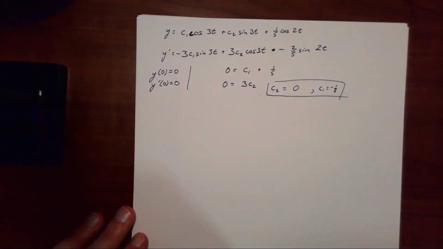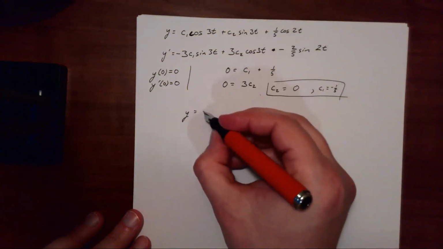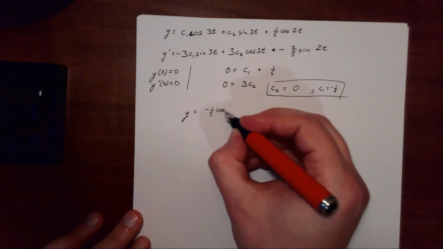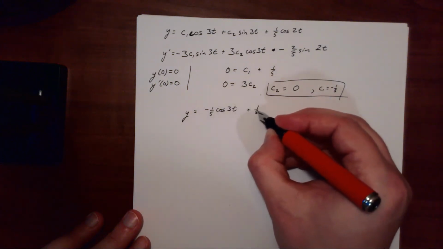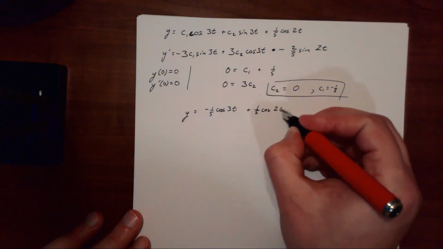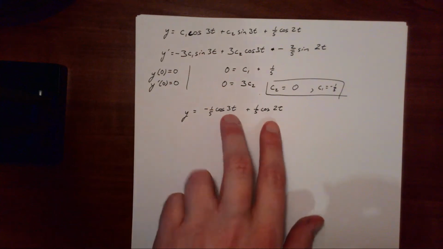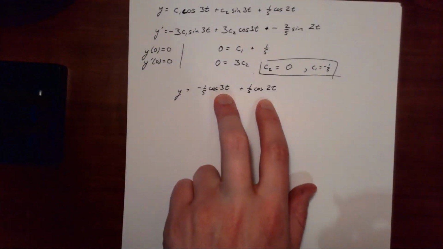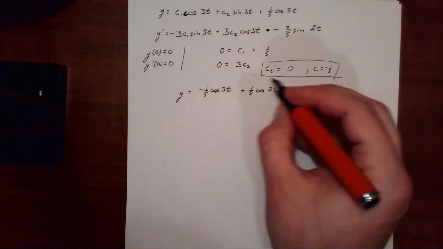And so where does that leave me? That leaves me at y equals negative 1/5 cosine 3t plus 1/5 cosine 2t. So here what you see is a final solution that has two sinusoidal functions of different periods, and so they'll be interfering with each other. And so this is going to be causing beats.